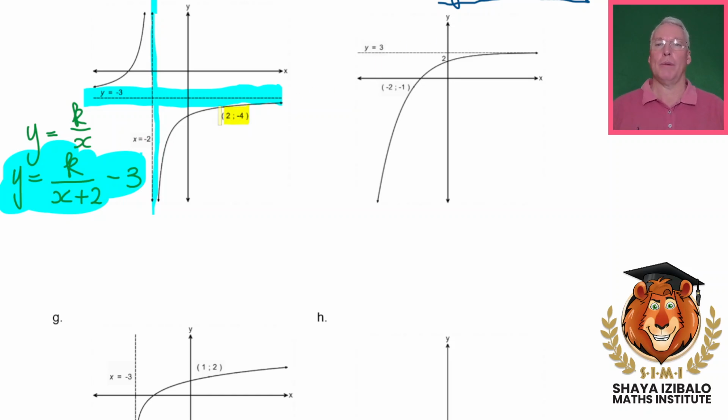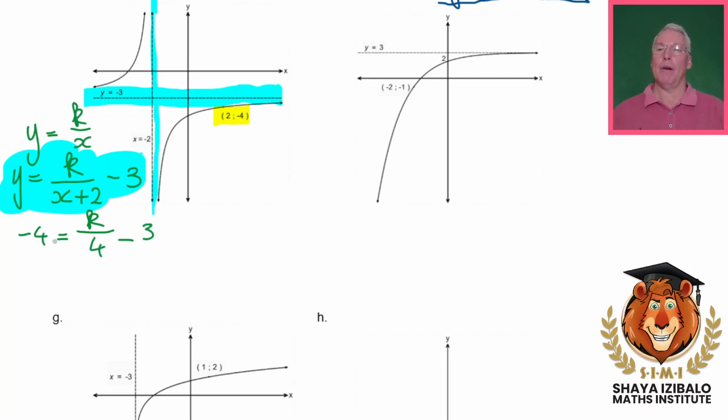Okay, now we want the specific one that goes through that point there. So what we're going to do now is we're going to sub that point in and get our k value. Right, let's look at how this is going to look. We're going to get -4 equals k over 2 plus 2 is 4 minus 3.